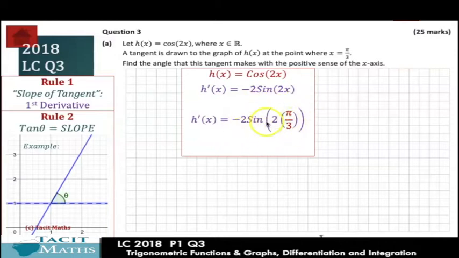But you should also be able to use your log tables for this. Sine of 2 pi over 3, I think, is root 3 over 2. The 2's underneath the line will cancel, so we're just left with minus root 3. But as I said, your calculator will do all that for you.